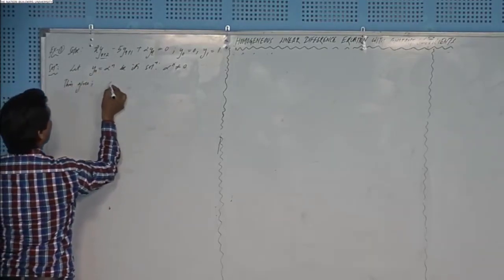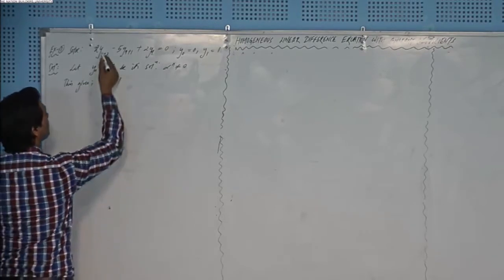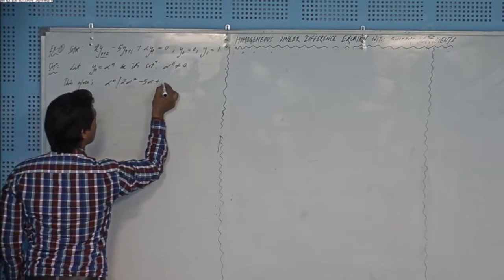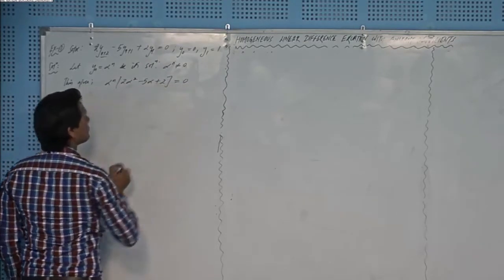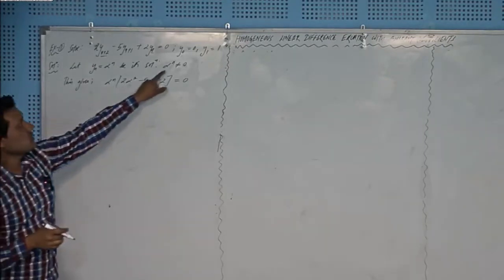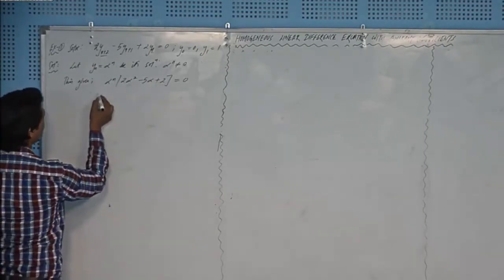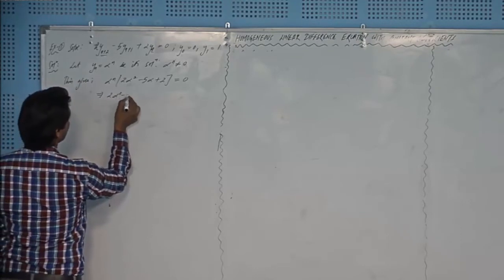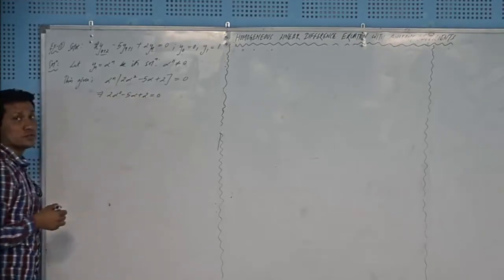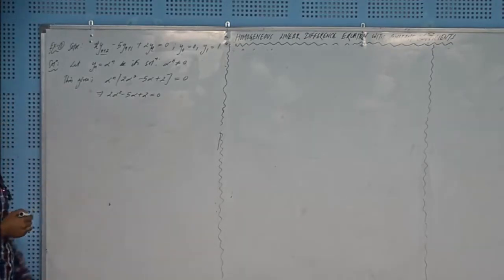this gives you alpha to the power n taken common, and from here you will get 2 alpha square minus 5 alpha plus 2 equal to 0. And at this point you know that this function alpha to the power n cannot be 0, so this will be equal to 0, which implies that 2 alpha square minus 5 alpha plus 2 equal to 0, and that is called your auxiliary equation, or you may write it directly also.